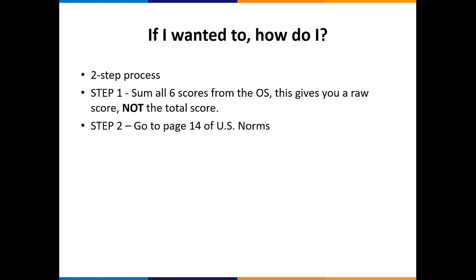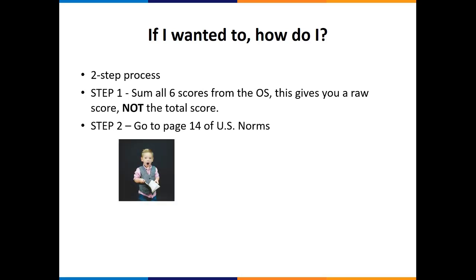Step 2, you go to page 14 of the U.S. Norms document, and you actually look up the total score. So let's do an example. Let's bring back Enrique. Hello, Enrique. Here is Enrique's fall score. So we're going to compute his fall OS total score. It should come out to a 377 if we do it right.